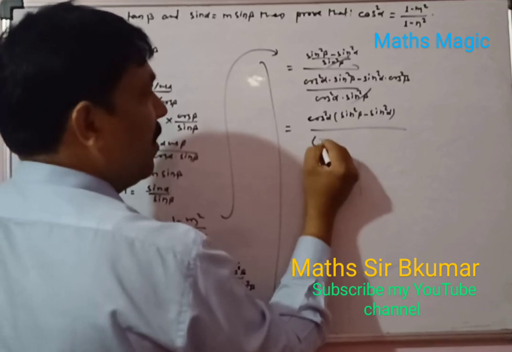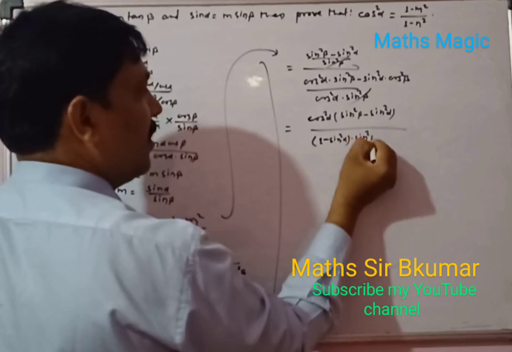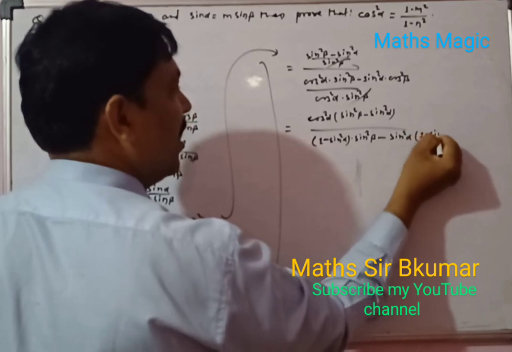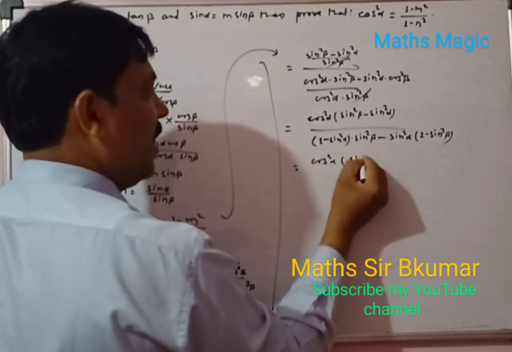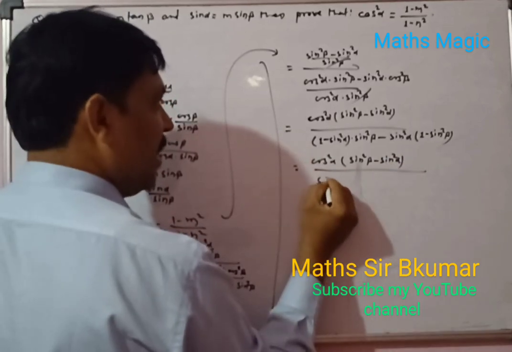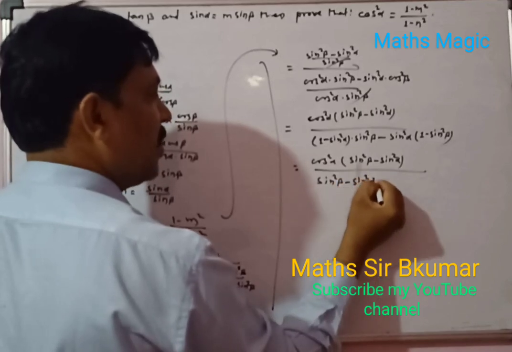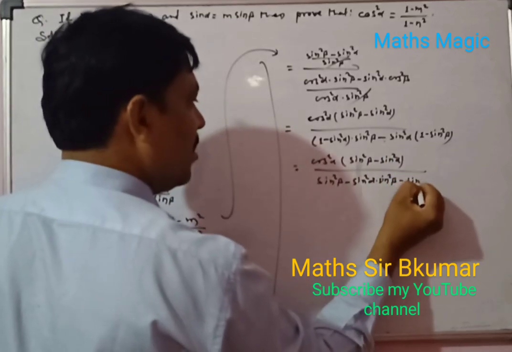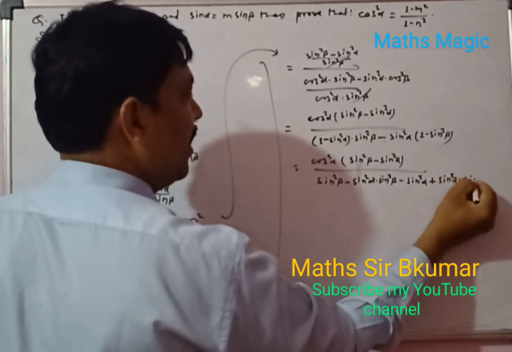So here 1 minus sin square alpha comes, and sin square beta minus sin square alpha, and this is 1 minus sin square beta. There is cos square alpha sin square beta minus sin square alpha, then sin square beta and minus sin square alpha into sin square beta. There is also minus plus minus sin square alpha, and minus minus plus sin square alpha into sin square beta.